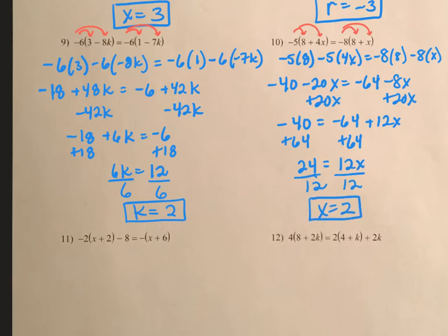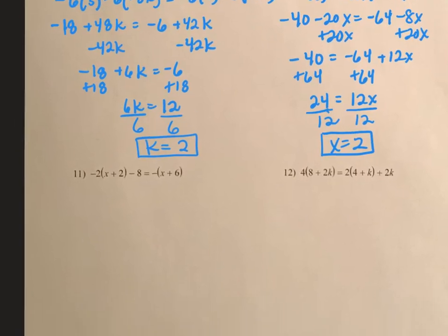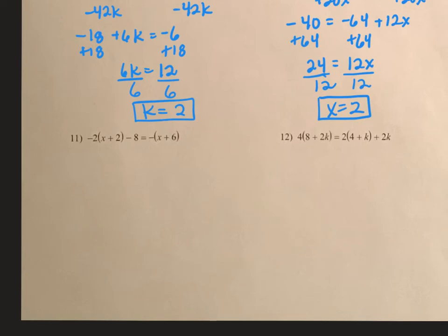Okay, if you need to pause and rewind, go ahead and do so. Down to our last two questions of the review. Again, I'm going to distribute as my first step. So I'm going to distribute that negative 2 here and here. And then on the right side, I'll distribute the negative 1 here. Remember, when you have a negative outside of the parentheses, that is just like a negative 1.